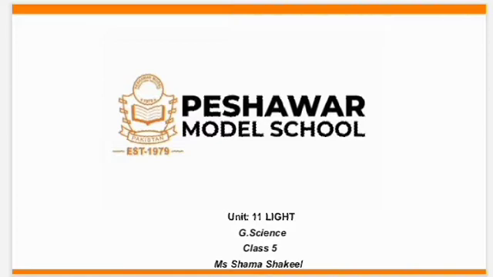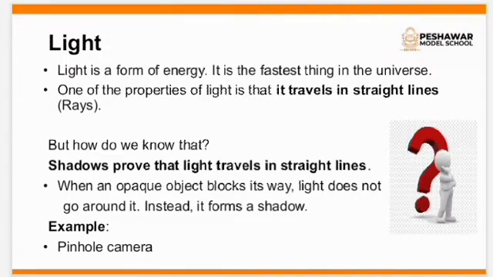In this video, I'm going to explain unit number 11, Light, of class 5. So let's begin. Light. Light is a form of energy. It is the fastest thing in the universe. Always remember, we say light is a form of energy and it is the fastest thing in the universe.